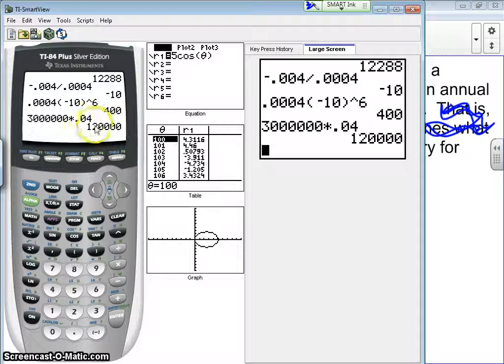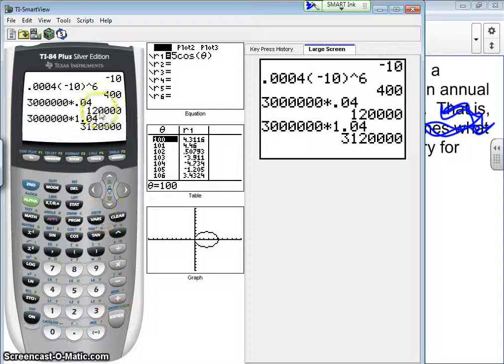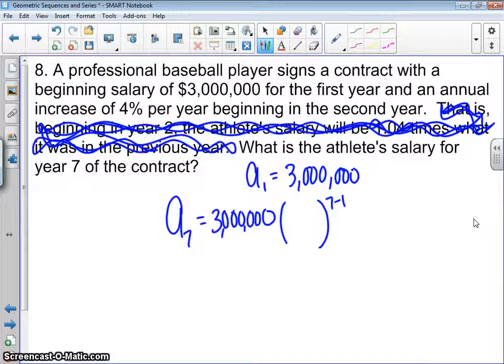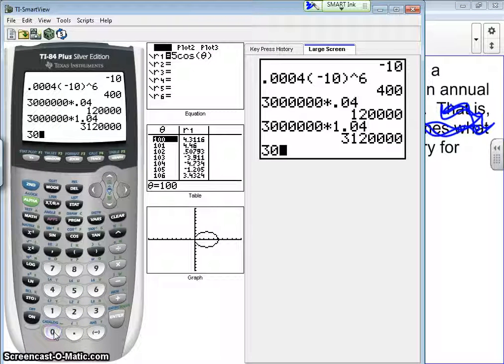So what you want to do, instead of multiplying by 0.04 like this, you want to take your $3 million and you want 100% of what you make that first year plus an additional 4% raise. And so then that would give me my $3 million plus the 120 extra thousand that I should be making. And so my R value should be 1.04 on this one, and then you can just type that in to find out how much that'll be.